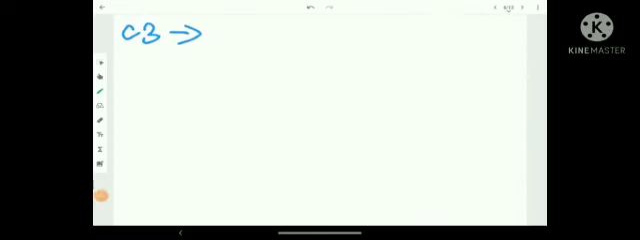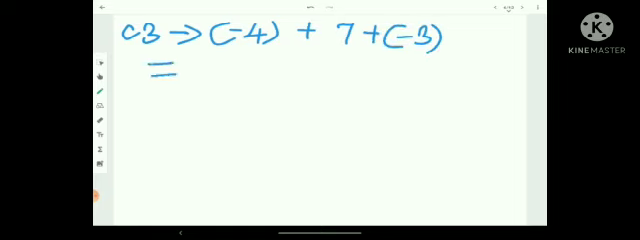Column 3. Okay, column 3. So column 3 is minus 4 plus 7 plus minus 3 is equal to, so here, C3 minus 4 plus 7 plus into minus minus, so minus 3. So you should be very careful with the numbers.